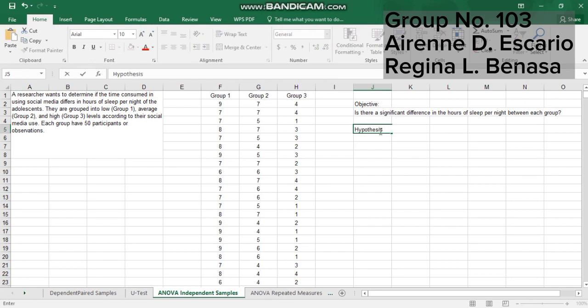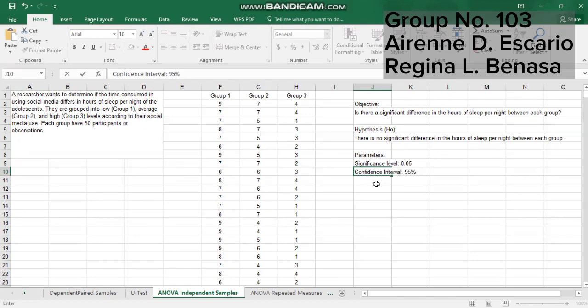Our hypothesis in the null form will be: there is no significant difference in the hours of sleep per night between each group. Our significance level should be set to 0.05. The confidence interval is 95%. Then we have the results.